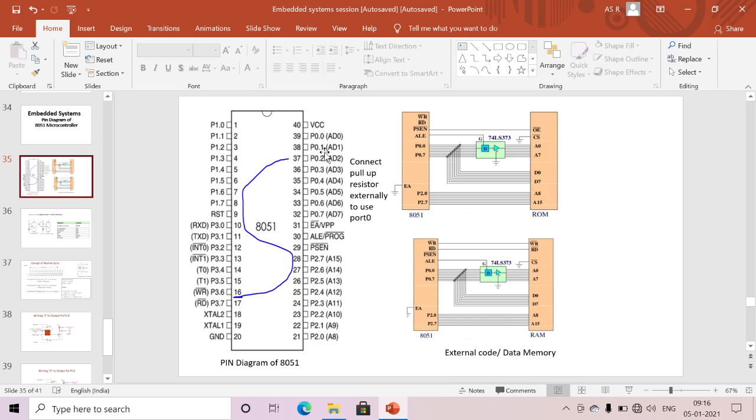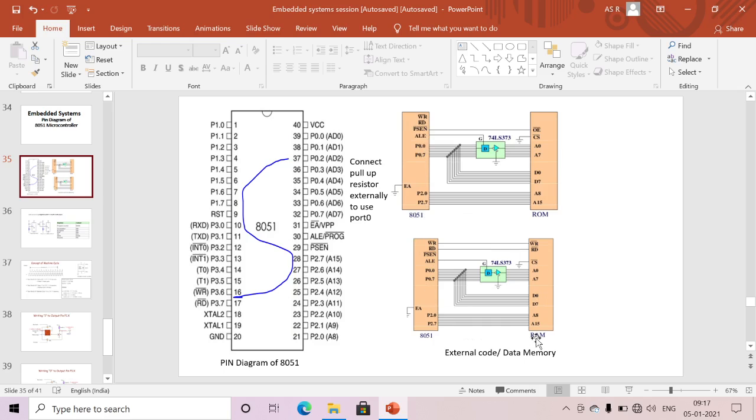Totally, pins 8, 16, 17, 18, 19, 20, 21 we need to use if I want to connect any RAM or ROM memories. Finally, this many pins we need to use. For example, if I want to use any read-only memory, only PSEN, ALE, and these two ports and EA bar. Only these three pins, 16 pins are required. 16 plus 3, 19 pins are required.